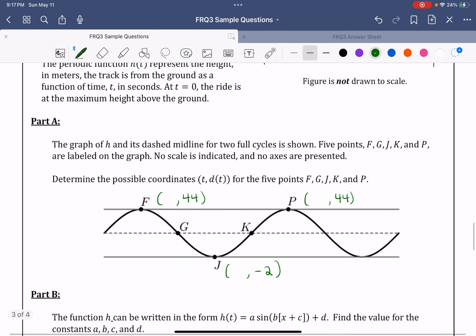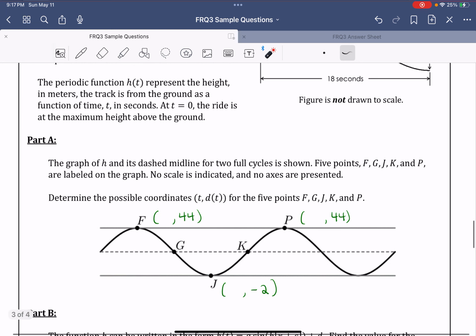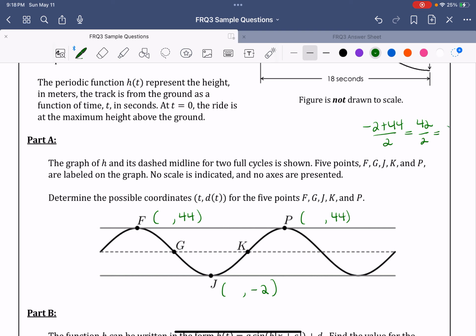And then just from here, I think we can find the middle. So what's exactly in the middle of -2 and 44? If you remember your midpoint formula from geometry, you can do that, which is you add those two numbers, so -2 plus 44, and then you divide by 2. So this would be 42 divided by 2, which is 21. So that midline, that's going to be points G and K, are going to have Y values of 21. Okay, so now I need to go through and find all the X values.